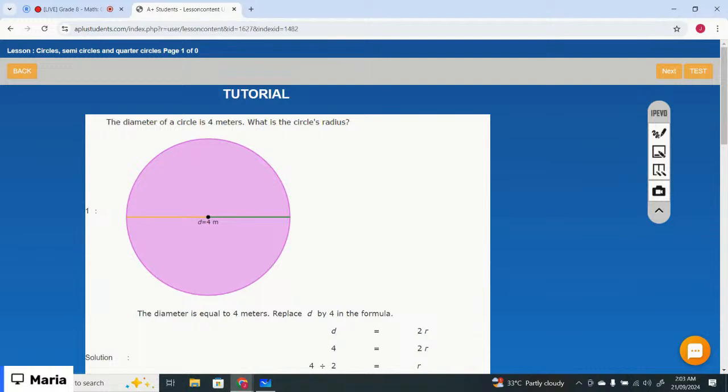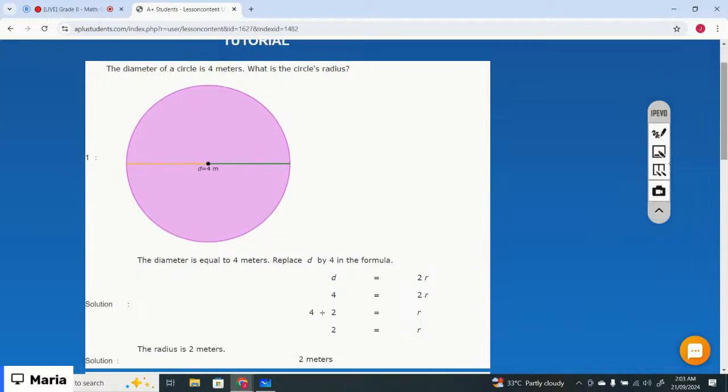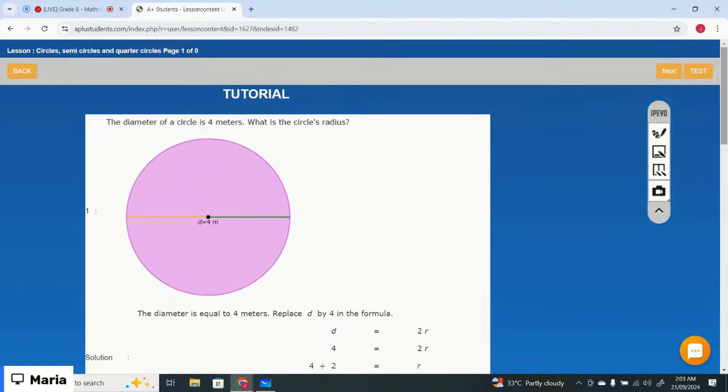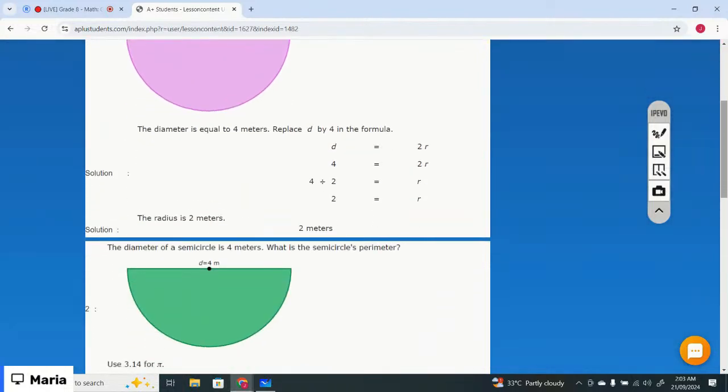We know that d equals 2r, right? You are given the diameter of the circle and you need to find the radius. So d equals 4, that is 4 equals 2r. Divide both sides by 2, so we are left with r equals 2. So the radius of the circle is 2 meters.